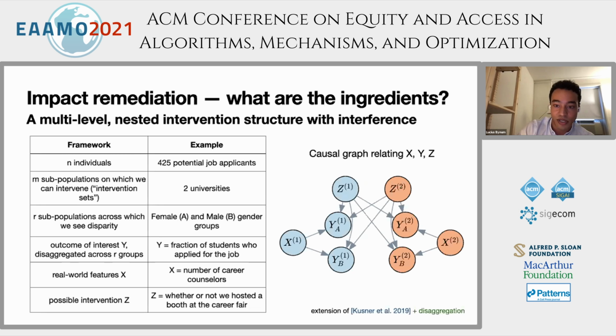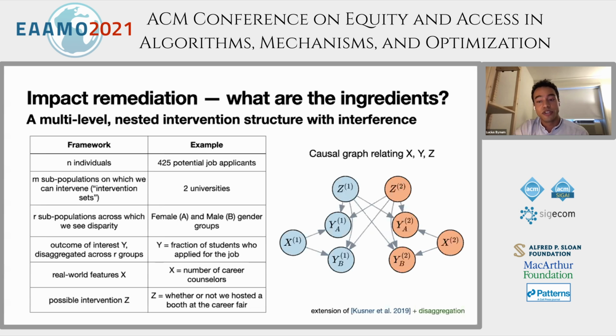We have R subpopulations across which we see a disparity. Let's consider binary gender for now, with female as group A and male as group B, and our outcome of interest Y that's disaggregated. Y could be the fraction of students who applied for the job. We have real world features X. Let's say X is the number of career counselors at each university. And this could be any number of features. We'll just think about one for now. And last, we have our possible intervention E, whether or not we hosted a booth at the career fair.